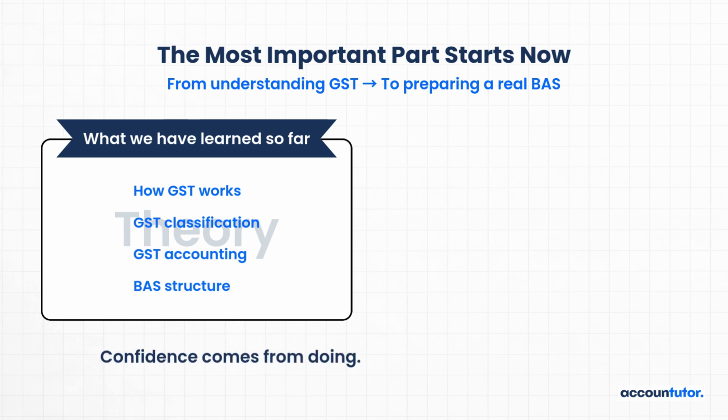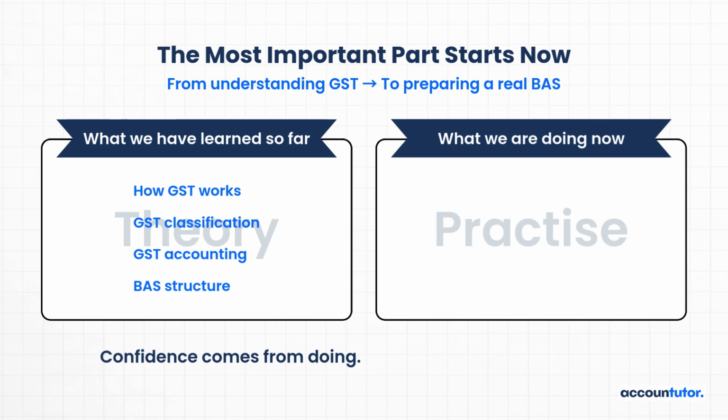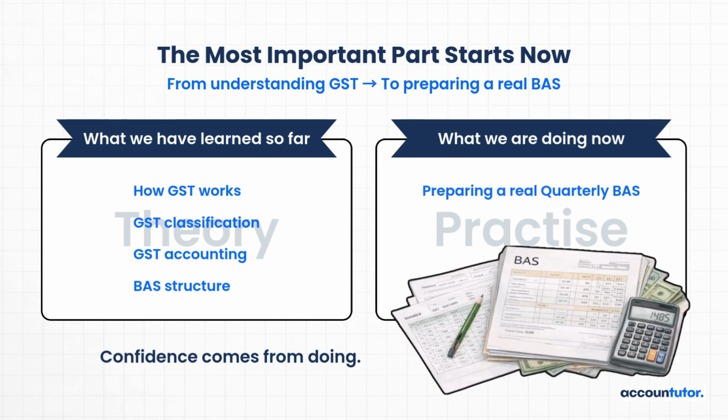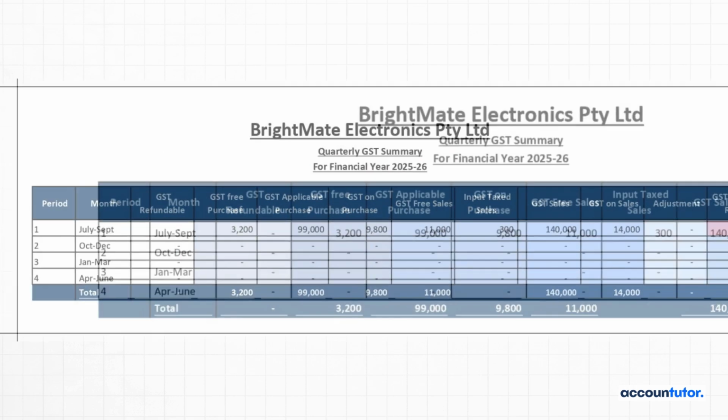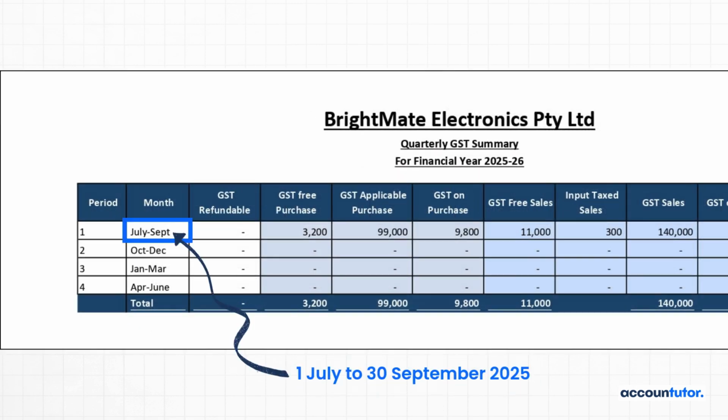Confidence comes from doing. In this session, we are going to prepare a real quarterly BAS from actual business data, step by step, exactly the way a professional bookkeeper or accountant would do it in practice. Our case study business is Brightmate Electronics Proprietary Limited, a GST-registered electronics retailer based in Melbourne. The business reports quarterly under the calculation method and uses the simpler BAS format. The reporting period we are working with is 1st July to 30th September 2025.